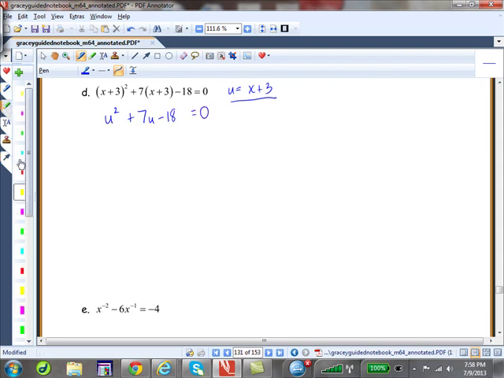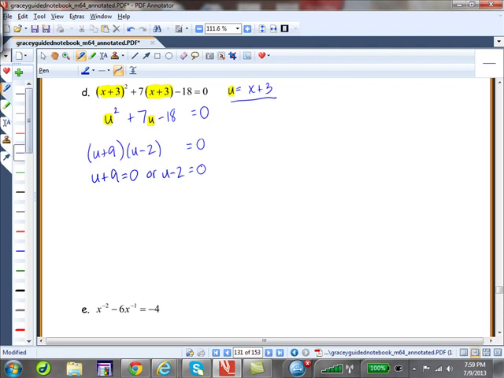And this is what we made u be. Okay, so this, again, we lucked out. This can factor: u plus 9 times u minus 2 equal to 0. So u plus 9 is 0, or u minus 2 is 0. Gives us u is negative 9, or u is 2.